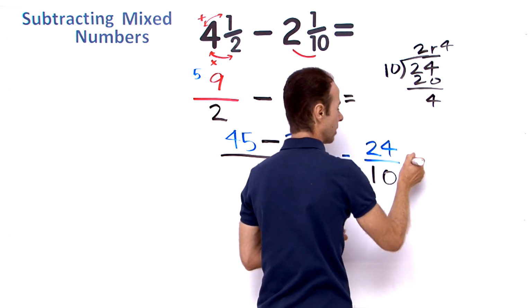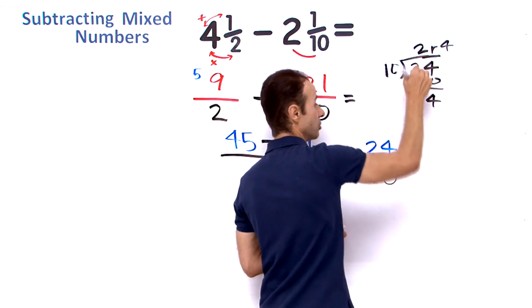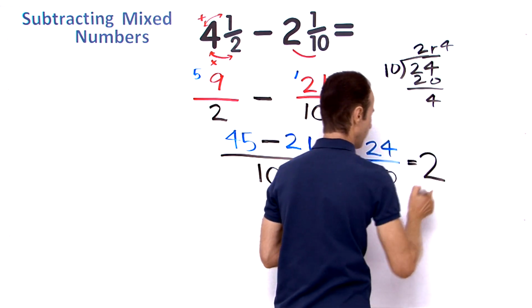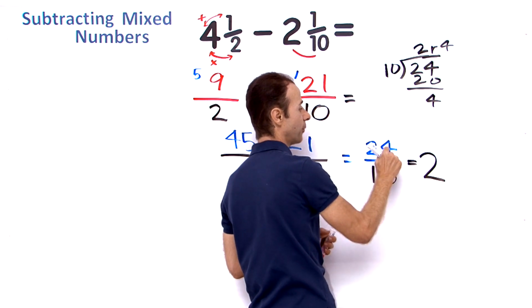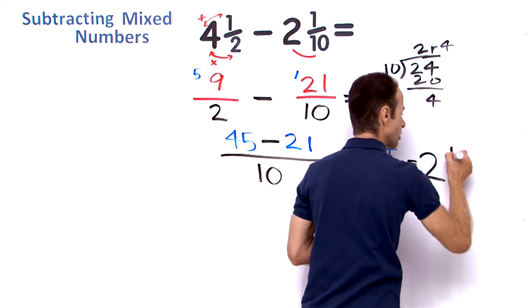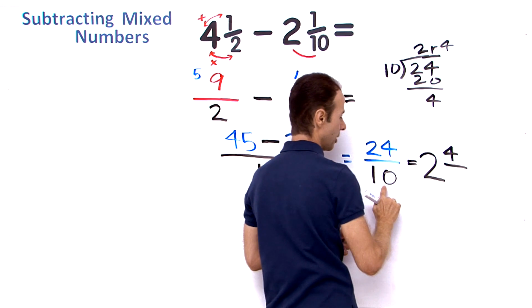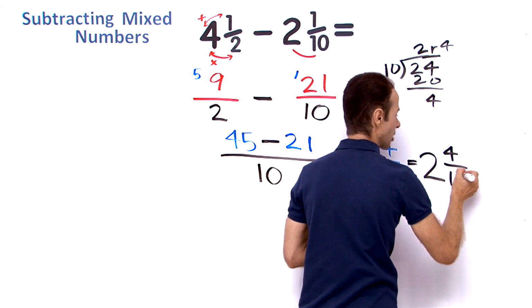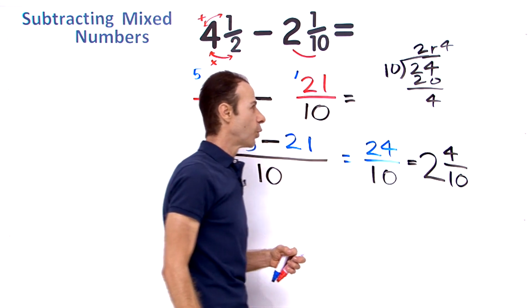So how do we write it here? 10 into 24 goes in 2 times, so that's the whole number, 2. Remainder 4, that goes as the numerator, and down below the 10 stays the same. So it's 2 and 4/10.